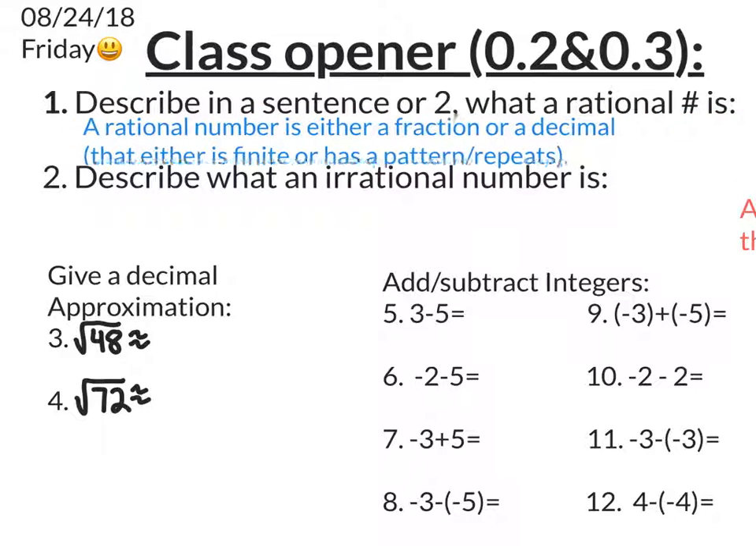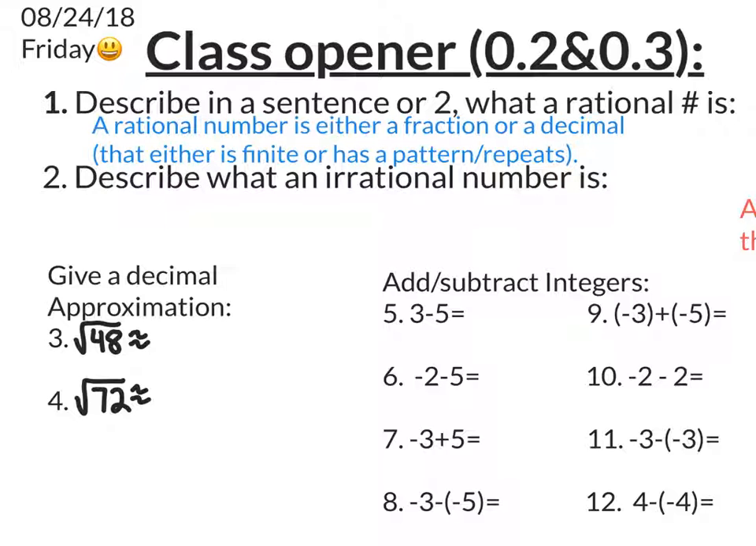A rational number is either a fraction or a decimal that's either finite or has a pattern that repeats. Now, you guys don't have to copy this exact definition down. Please don't. You want to come up with your own understanding of what a rational number is. Remember, inside of the word rational is the word ratio, and ratio is a fraction. So that's what you really need to know, that a rational number is a fraction, it's a decimal.